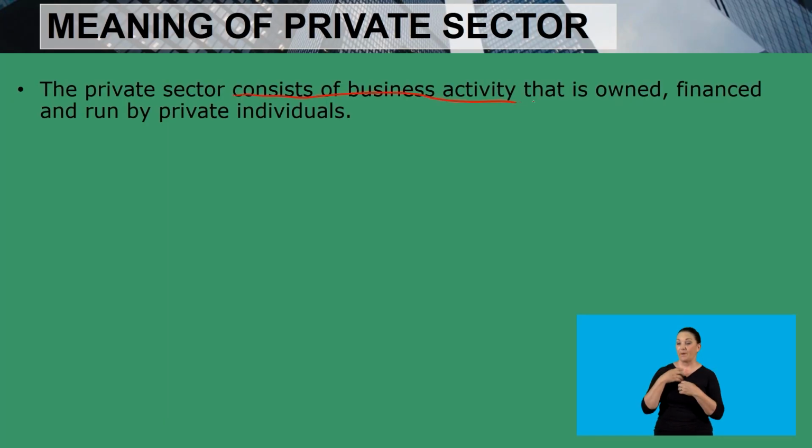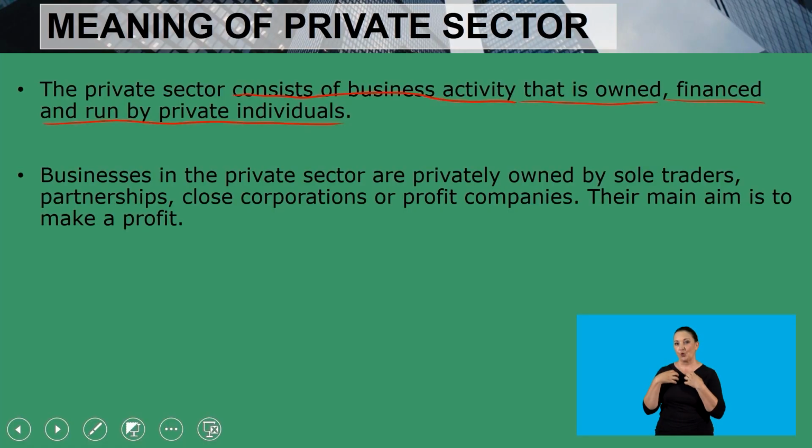Then moving along to the private sector. The private sector consists of business activities that are owned, financed and run by private individuals. So in the private sector, there are businesses that are owned and controlled by private individuals, not the government himself, but private individuals. Businesses in the private sector are privately owned by sole traders, partnerships, close corporations, or profit companies. Their main aim is to make a profit.